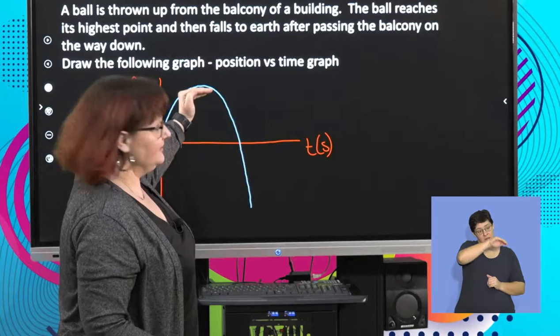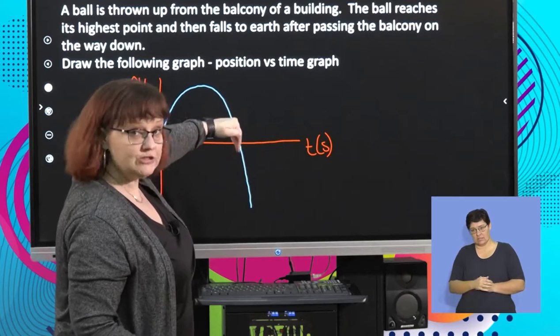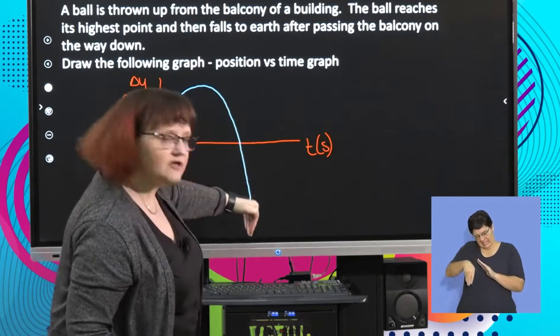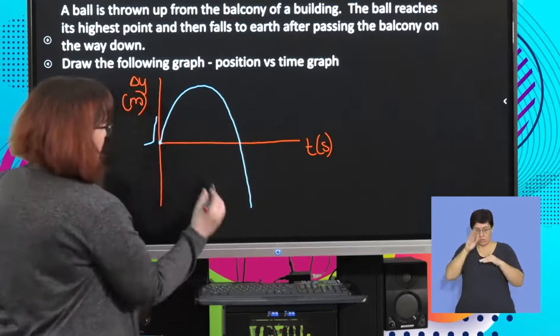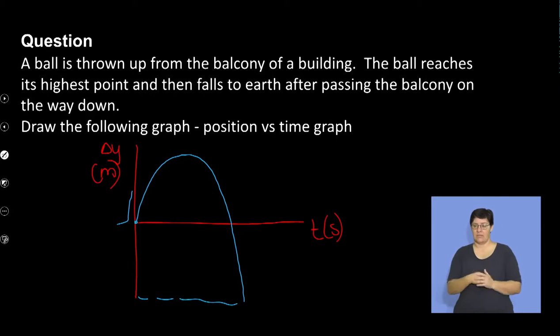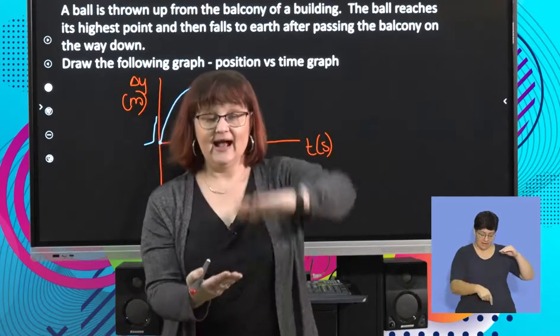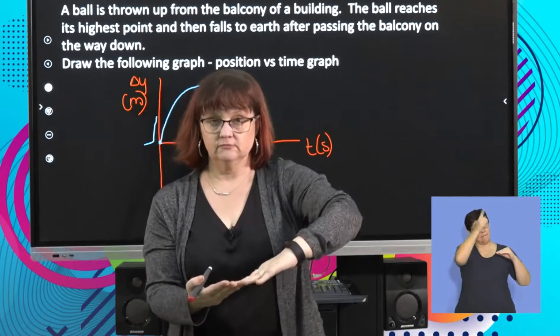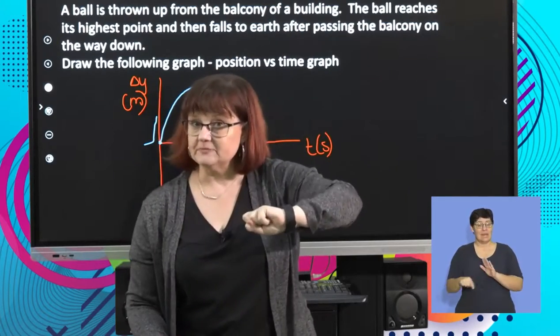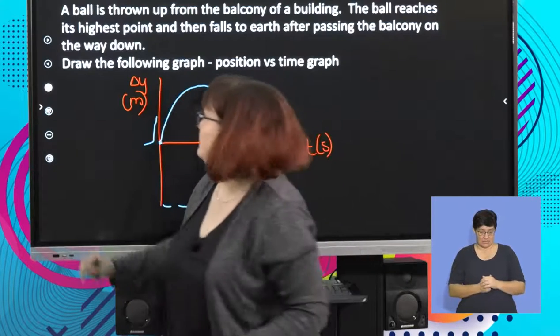Gradient getting less steep, gradient getting more steep, and going past where it started, because the final displacement is going to be negative. It ended below where it started, and I said up was positive. So it's got to have a negative displacement at the end. That's very important.